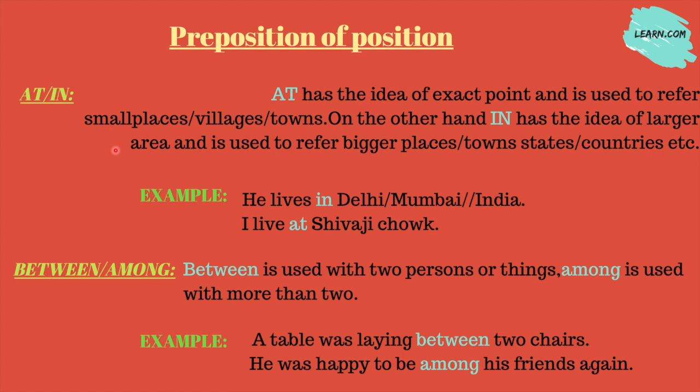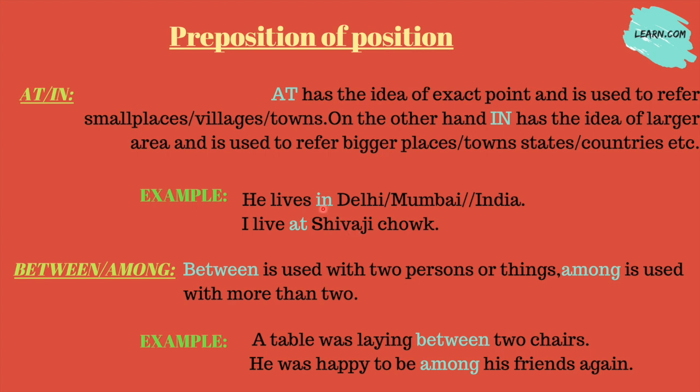Okay, so basically, as you can see in the examples, he lives in Delhi, or he lives in Mumbai, or he lives in India, or we can say he lives in Australia. So he lives in Asia, the Asian continent. In this way, whenever we want to refer to some larger areas, then we use in, but with smaller places we use at. I live at Shivaji Chowk. This Shivaji Chowk is a small place. So for smaller places we use at, and for larger places we use in.